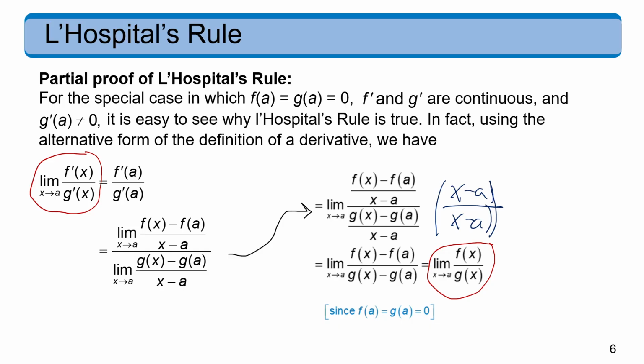So like I said, this only proves the rule under certain assumptions. The rule can be proved in the way it was stated. It's just a much more complicated proof than we really want to get into right now.